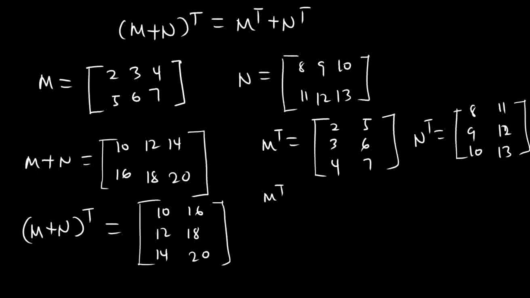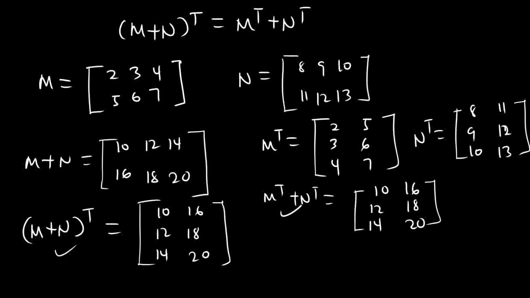So M transpose plus N transpose. Okay, when I do this, I'm going to have 10, 16, 12, 18, and then 14, 20. So you see that the value you got for this is the same as what the value you got for this. So therefore, this property is also true.